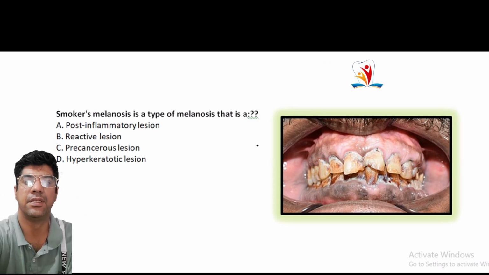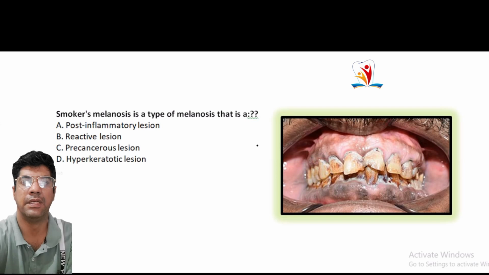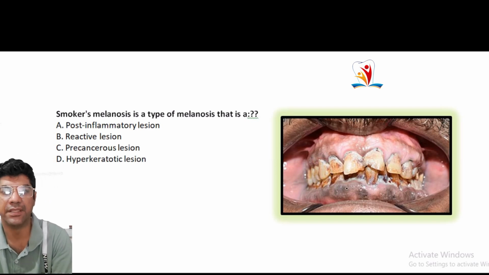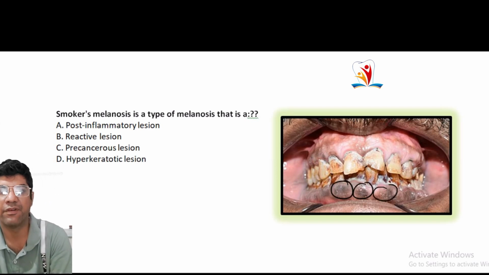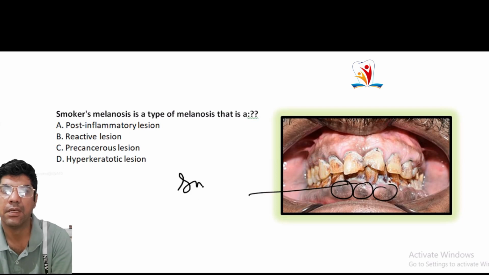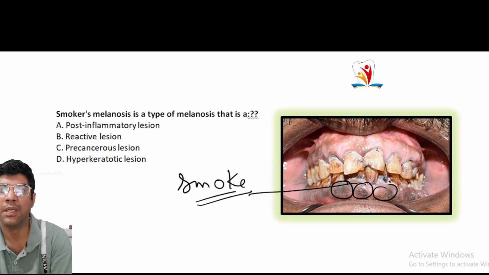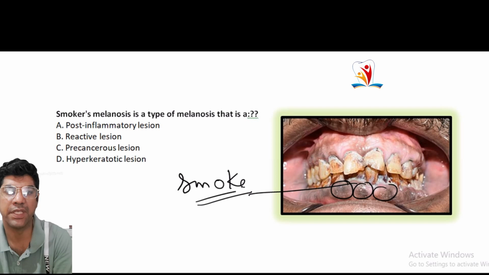Smoker's melanosis is indeed a reactive lesion. So it is a type of pigmentation that occurs in people who smoke. It is considered a reactive lesion because it occurs as a response to chronic exposure of the oral mucosa to components like tobacco smoke.